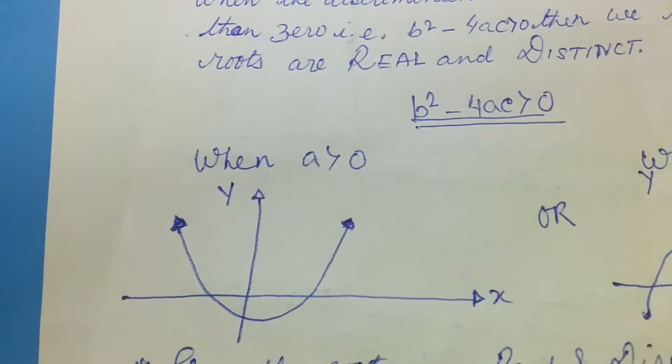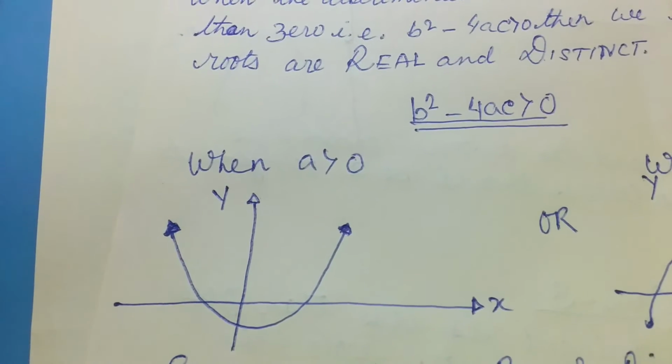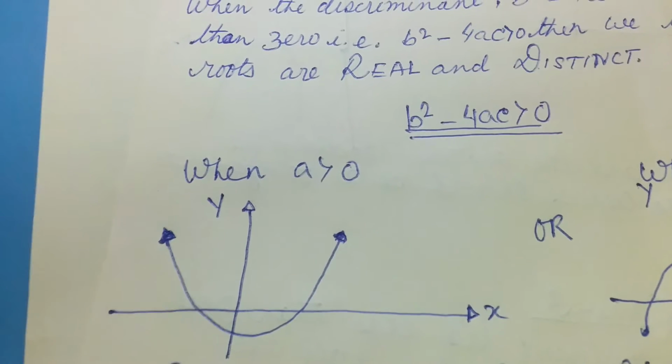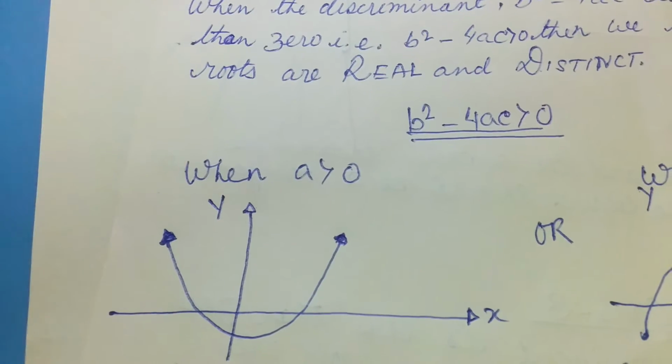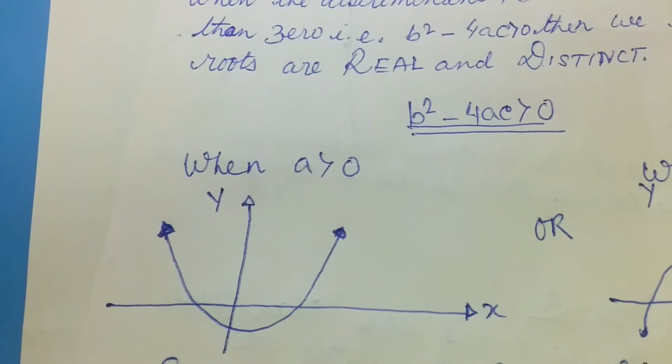This curve shows when the coefficient of x squared is greater than 0. It's gonna be a happy face. Since the roots are real and distinct, the curve is gonna cut the x-axis at two different distinct points.